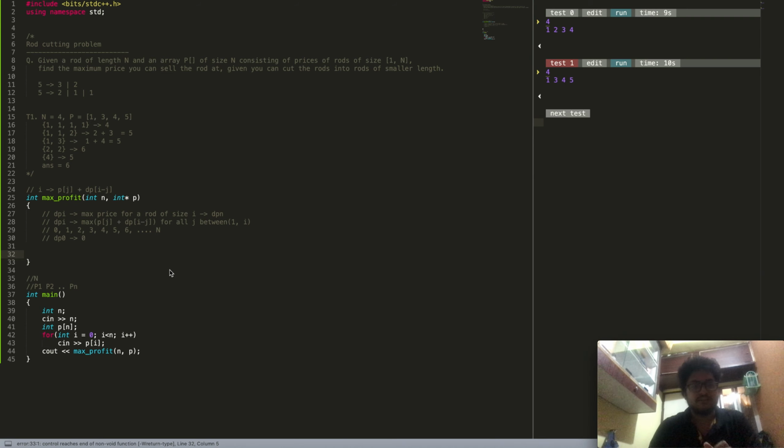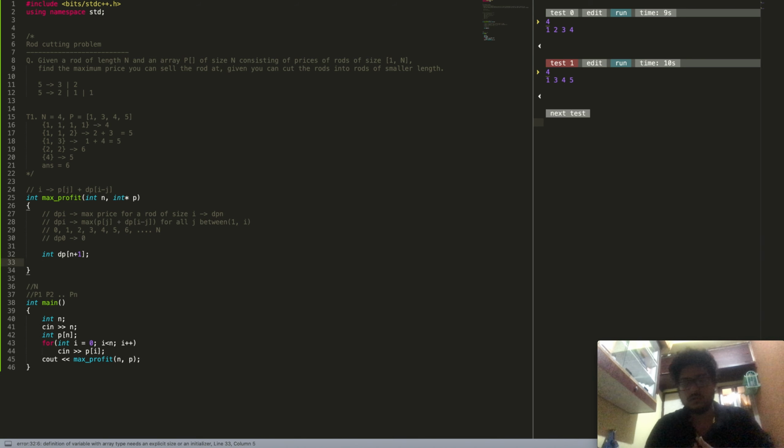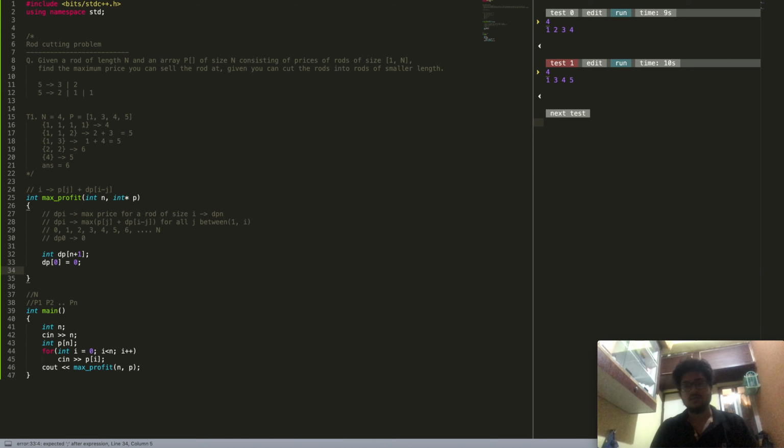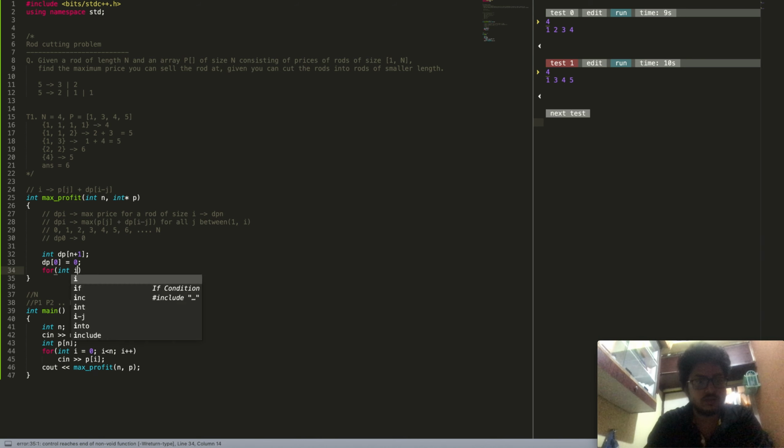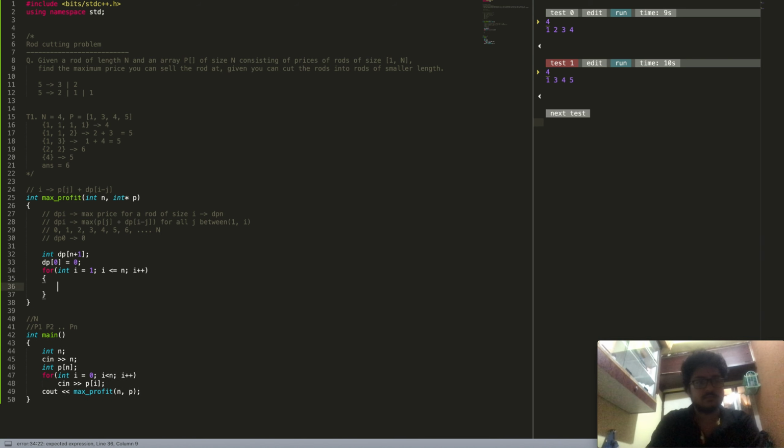So the first thing that we would need is an array dp of size n plus 1 to represent the states of the dp, and then we would initialize the base case as dp of 0 equals 0, as we had discussed here. Now we would solve the states in the increasing order of the states. So we would iterate over all the states from 1 to n, and in each iteration we would try to solve the ith state.